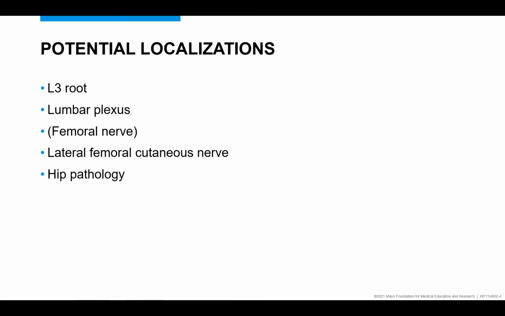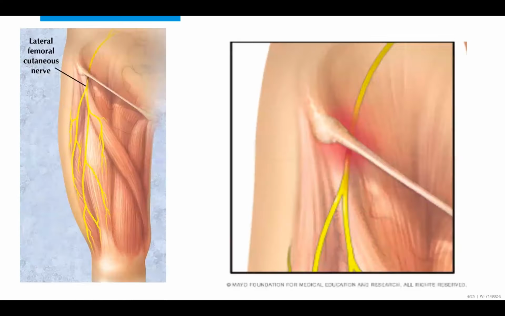I added femoral nerve problem here, but remember that the anterolateral aspect of the thigh is supplied by the lateral femoral cutaneous nerve, and that does not come off of the femoral nerve. It comes off directly from the lumbar plexus. And then there's the lateral femoral cutaneous nerve of the thigh, or Meralgia Paresthetica, and also consider hip pathology. And there are patients who will present with pain more so than numbness in the thigh or in the groin due to hip pathology. So these are all potential considerations.